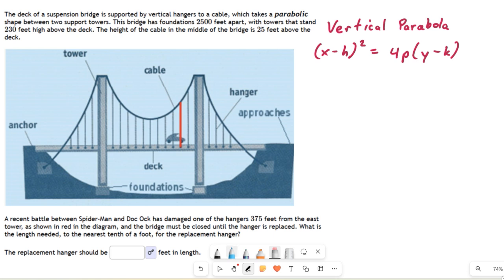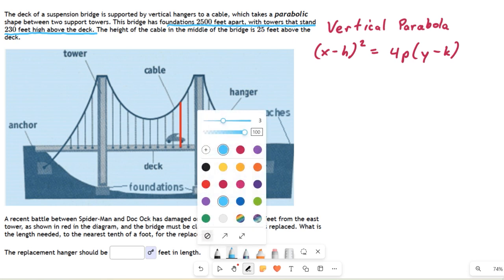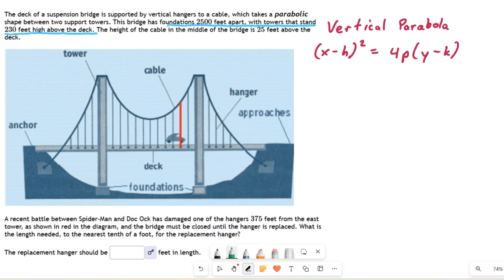But what we're going to do is take some of the information given to me, and you can see here's some. It tells me the distance between those two towers and the height they are above the deck. Okay, that's useful. And the next thing it tells me is the height of the cable in the middle of the bridge, the middle of the bridge right here, 25 feet above the deck. So I'm going to use those two pieces of information.